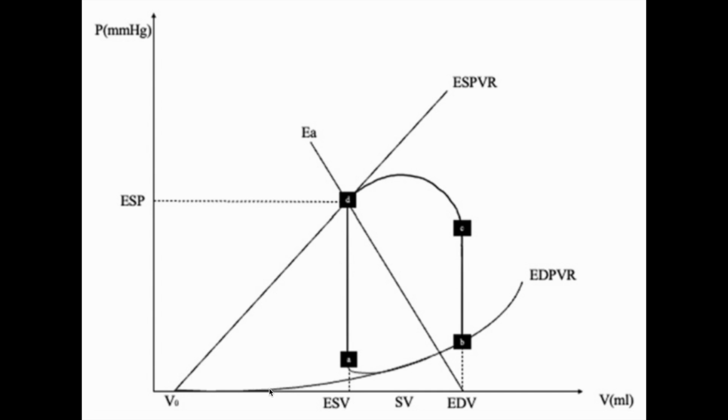Then we have two curves, the diastolic pressure volume curve and the systolic pressure volume relationship. We'll come to the details of this later on. The thing that you can see here is the diastolic one is curved while the systolic one is straight. And from the end diastolic volume point here to the end systolic volume point here, the line that is drawn gives us the elastance. We will come to all this again later on.